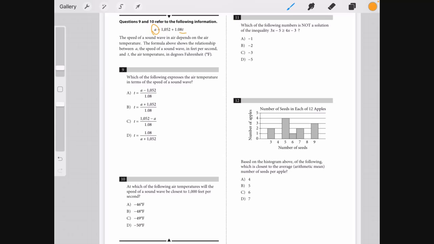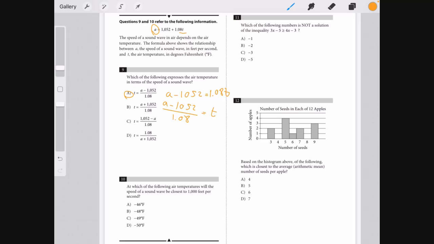In this case, we need to subtract 1052 from both sides of that equation. So it's going to be A minus 1052 equals 1.08 T. Then divide both sides of the equation by 1.08. A minus 1052 over 1.08. So the answer is A.